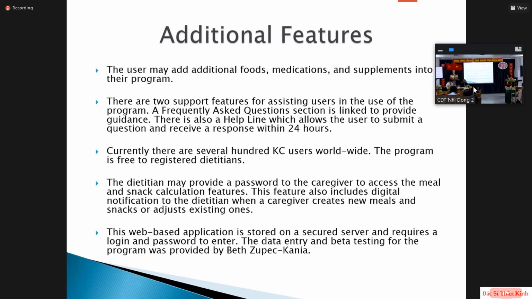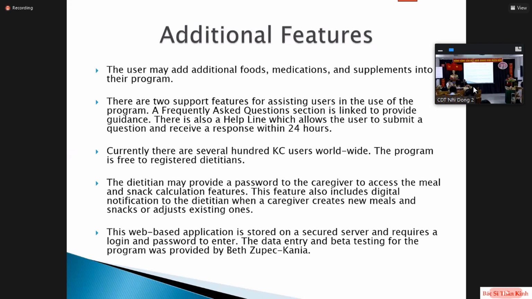So there is a frequently asked questions tab, which is linked to provide the guidance. There's also a helpline which allows the user to submit the question and receive a response within 24 hours. And this is a free online application. So we really appreciate Ms. Beth for developing this. So it's easy for all the dietitians to use.